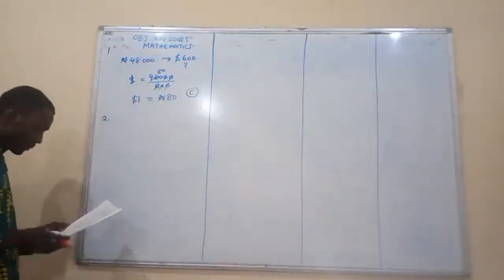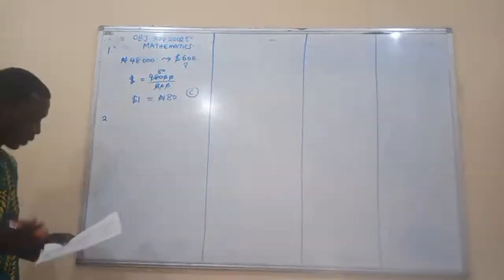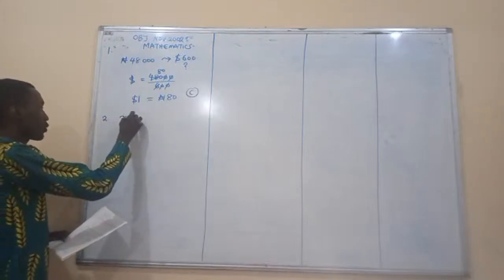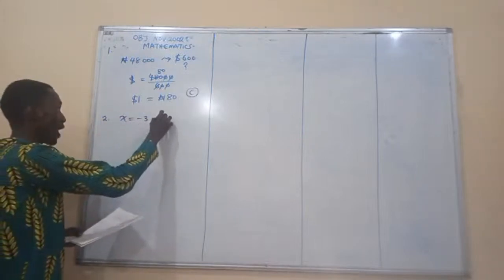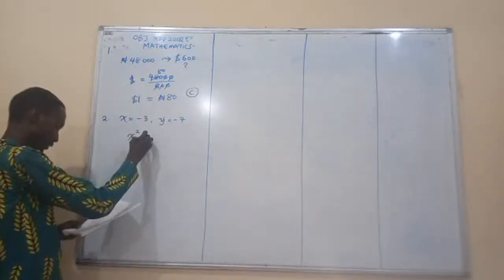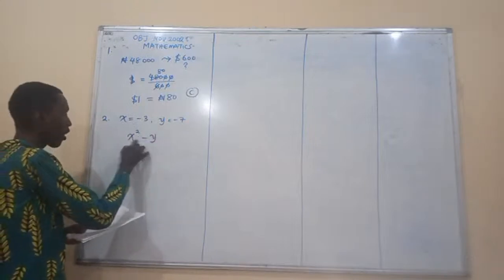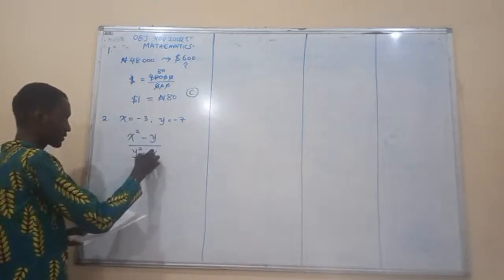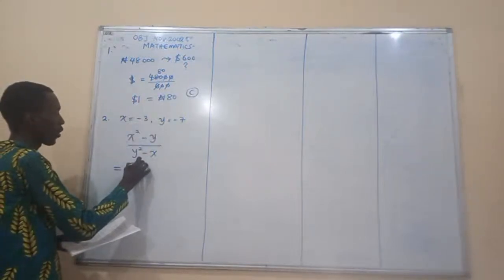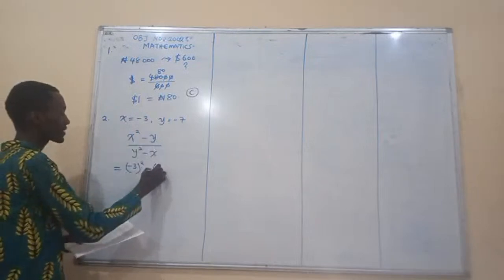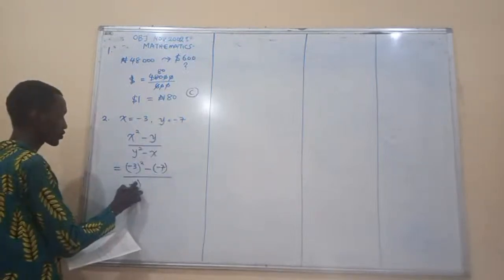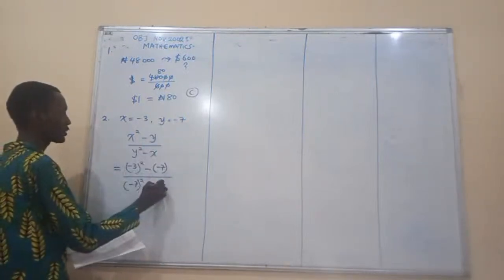Let's go to number 2. Number 2 is testing your knowledge of algebra in the matter of substitutions. I have x equal to -3 and y equal to -7. I'm told to evaluate (x² - y) over (y² - x). So what do I do? x is -3, so that will be (-3) squared. y is -7, also squared. And x is -3.